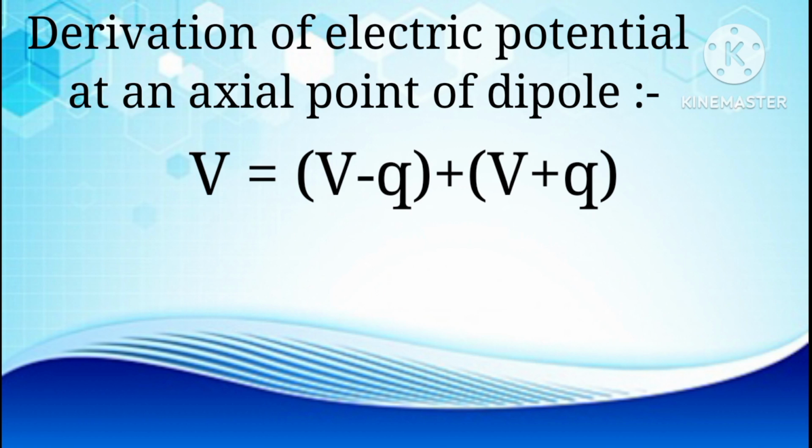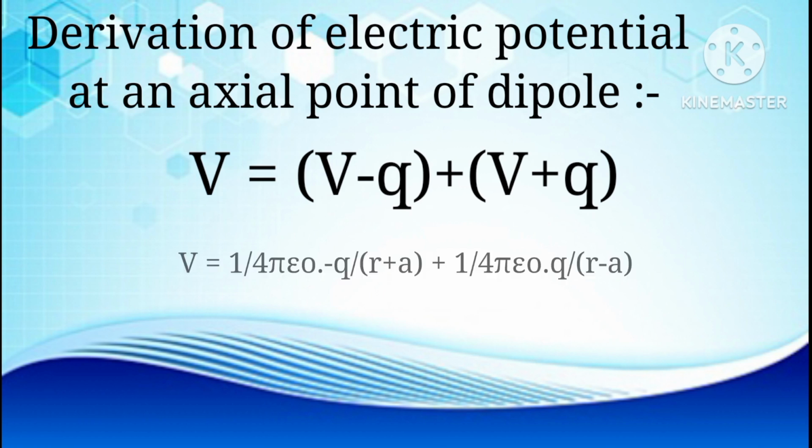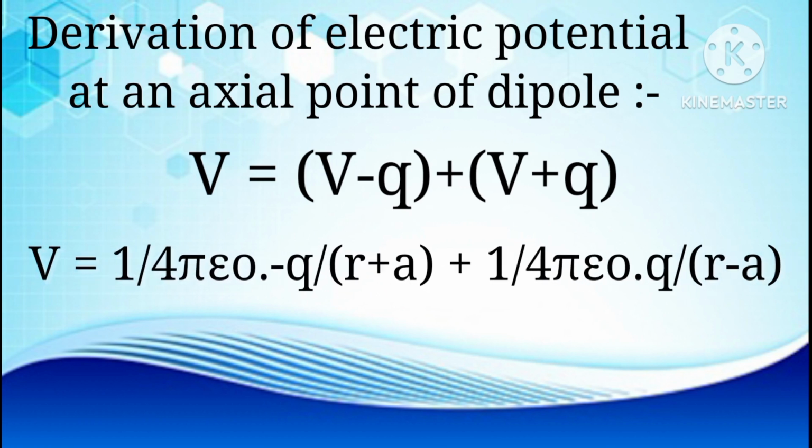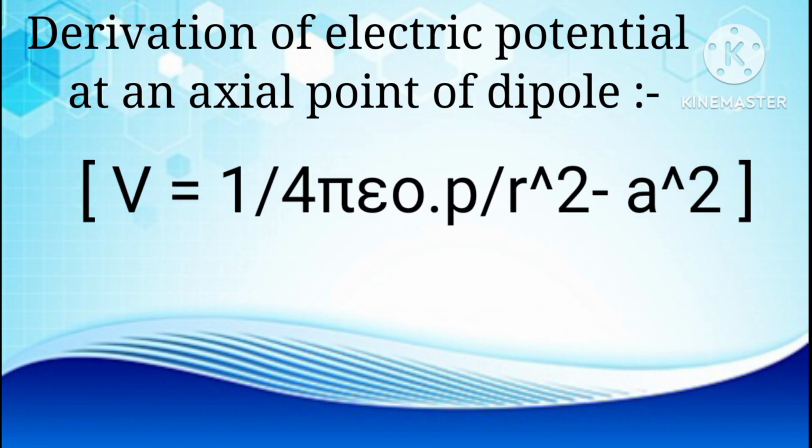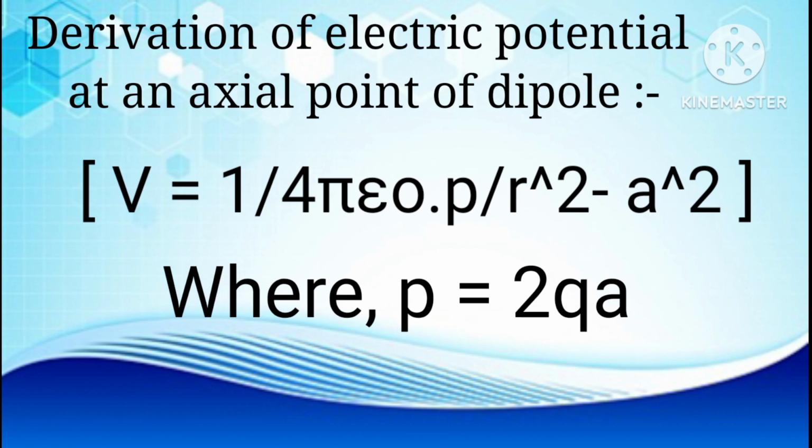Derivation of electric potential at an axial point of a dipole. V equals V of minus Q plus V of plus Q. V equals 1 upon 4 pi epsilon naught, minus Q upon R plus A, plus 1 upon 4 pi epsilon naught, Q upon R minus A. V equals Q upon 4 pi epsilon naught, 2A upon R squared minus A squared. V equals 1 upon 4 pi epsilon naught, P upon R squared minus A squared, where P equals Q times 2A.